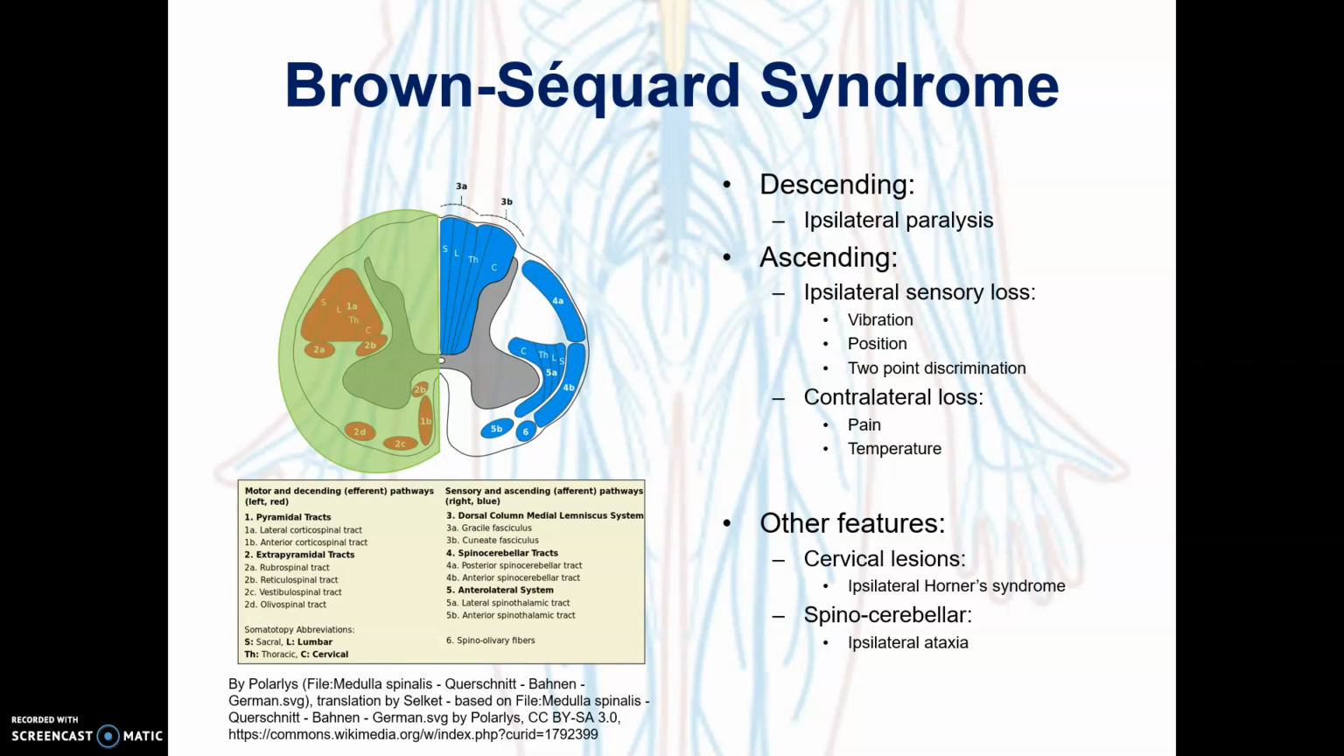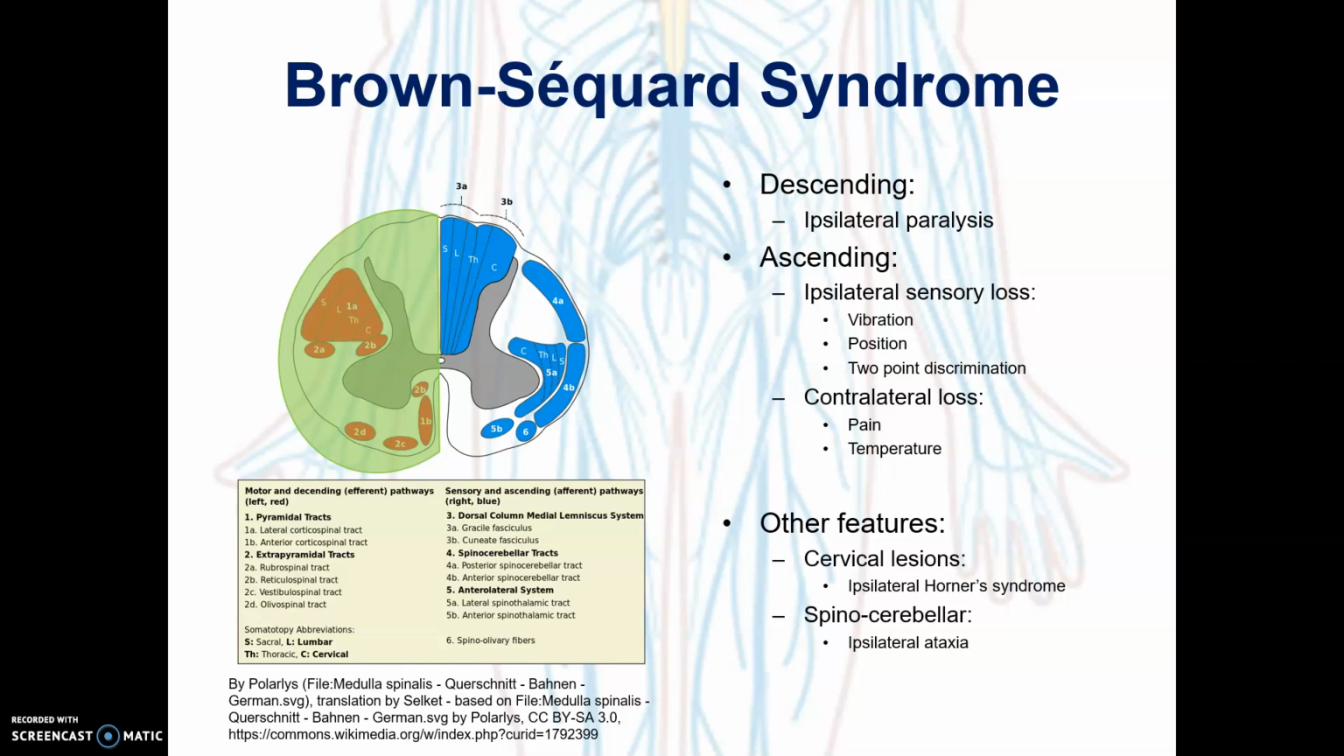With the ascending tracts, it depends on which tract we're talking about. So for the dorsal columns, these will cross up in the brainstem, and therefore the loss of sensation, which is vibration, position, and 2-point discrimination, will be on the ipsilateral side. Whereas for pain and temperature sensation, these cross at the level of the cord, which is below the lesion, and therefore the part of the body that will be affected is the contralateral side.